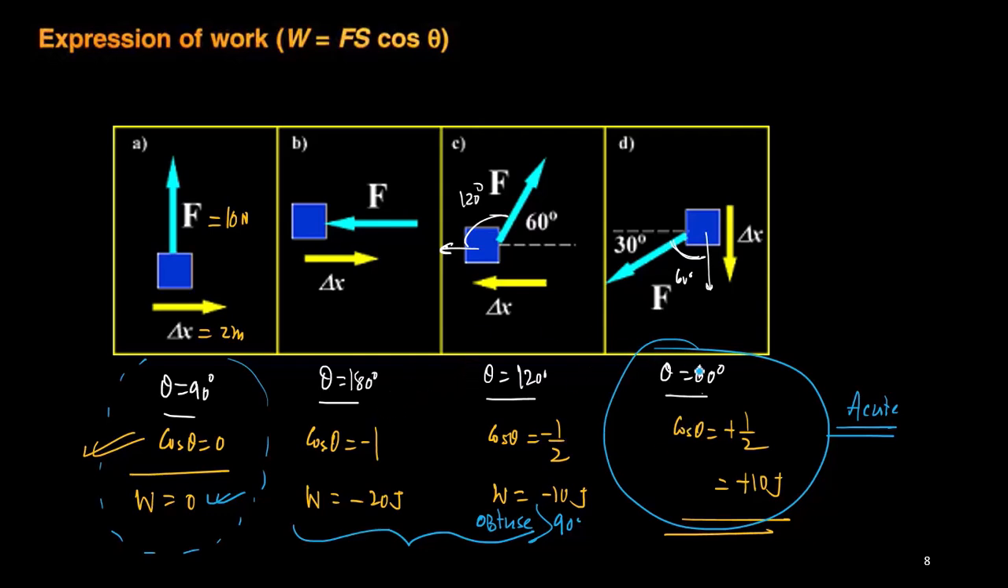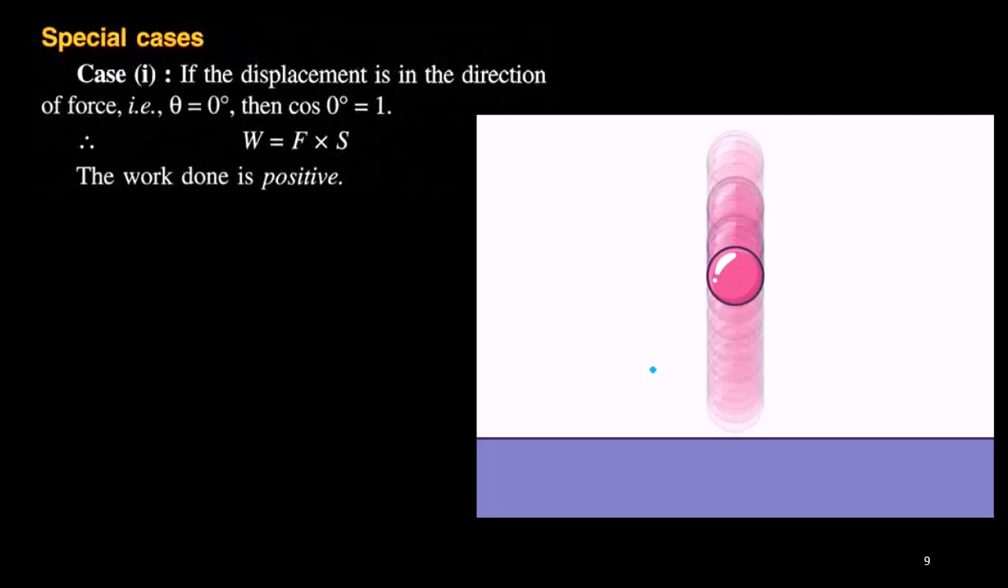Okay. So depending on the theta angle, every time you can check whether the angle is positive or negative, and depending on that, you can comment what is the work done. Okay. Now there are certain situations regarding this. So if the displacement is in the direction of force, that means theta equals 0 degree. I have already discussed. So in this situation, what is happening?